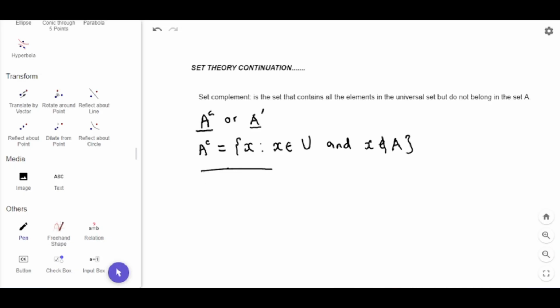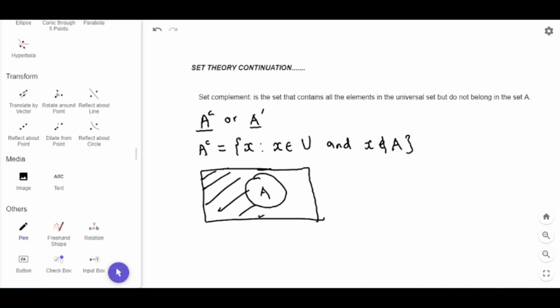If we are to draw a Venn diagram to see what that means, this outer part of the box represents the universal set, and we have our set A here. So we have a set A. These elements belong in the universal set but they are not in A, and that's what we call A complement.